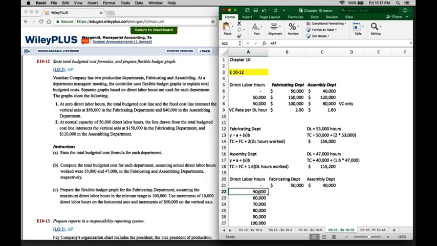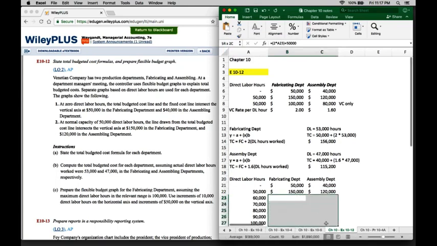What will it be over here? If 50,000 hours are worked, the hourly rate is 2. 2 times 50 is 100 plus this 50,000. That's not going away. So it's going to be 150,000. What will it be over here? We said it was 1.6. So 50,000 times 1.6 plus 40, you will get your 120. I can copy down the formula over here and come up with this information over here.